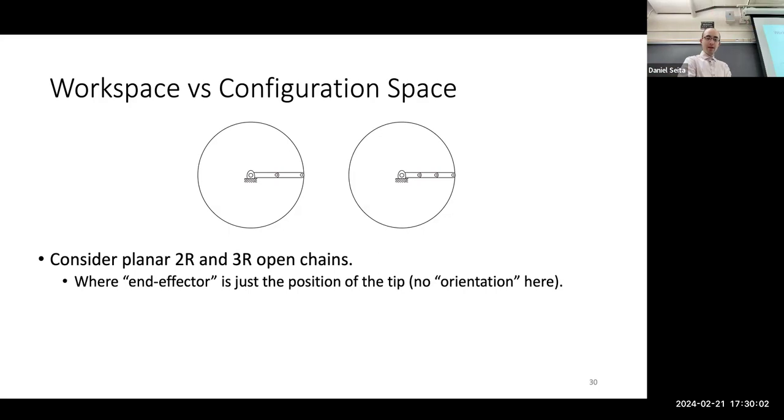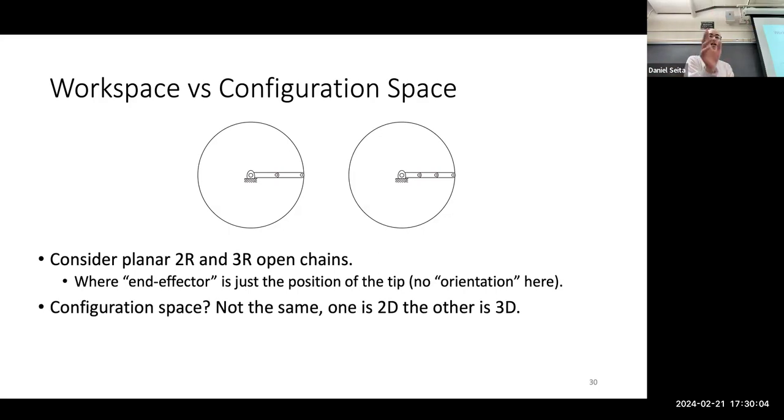So the configuration space of these robots are not the same. Here's why. One of them is 2-dimension, the other is 3-dimension. Because to specify where this robot is, you have to specify two numbers: the angle for the first joint, the angle for the second joint. For this one, you have to specify 3 numbers: the angle for the first joint, the angle for the second one, the angle for the third one. So the configuration space cannot be the same. It's not even the same dimension.